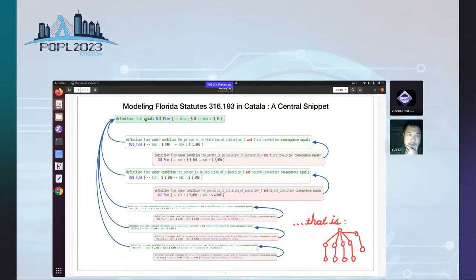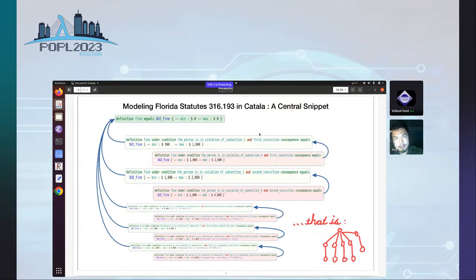And all of these boxes contain something similar. For example, they all define a variable named fine. In the first box, it says definition fine equals DUI fine, minimum is 0, maximum is 0. This is the default situation, which says the person shall not be fined. And then it has 5 exceptions related to the green box by 5 arrows. These 5 exceptions are mutually exclusive. For example, the first yellow box says: definition fine, under the condition the person is in violation of subsection 1 and first conviction, consequence equals minimum fine $500, maximum fine $1,000.